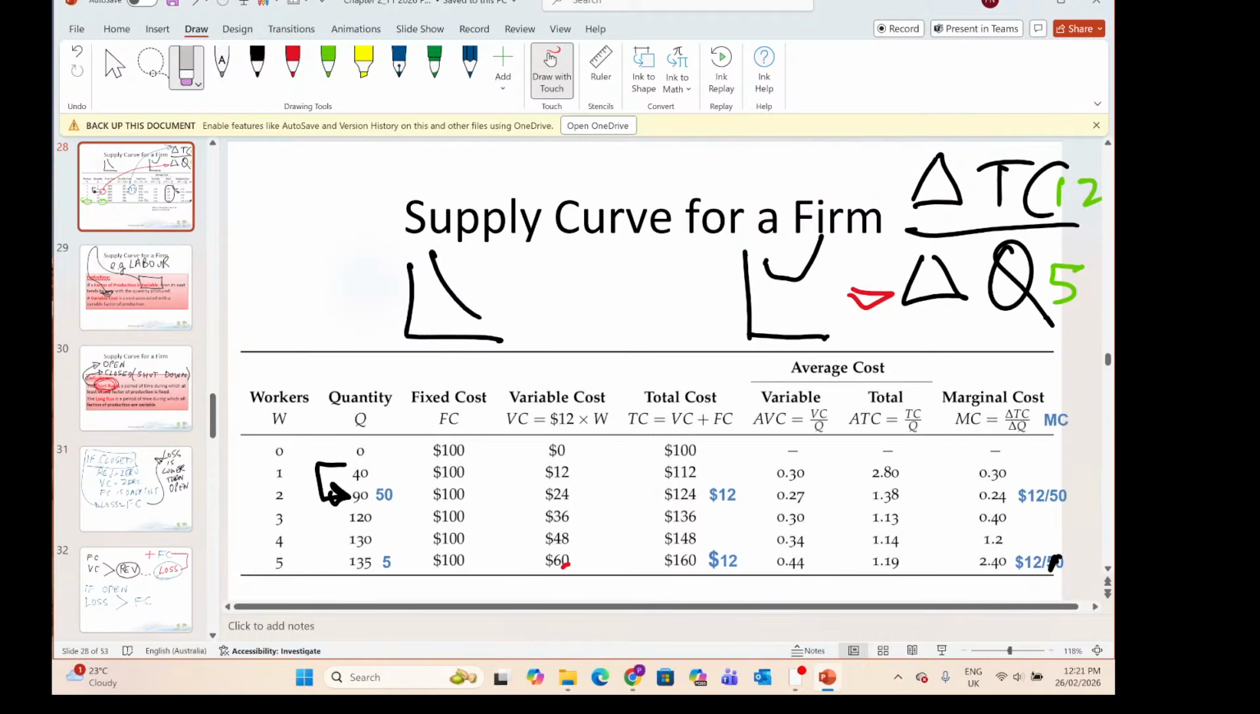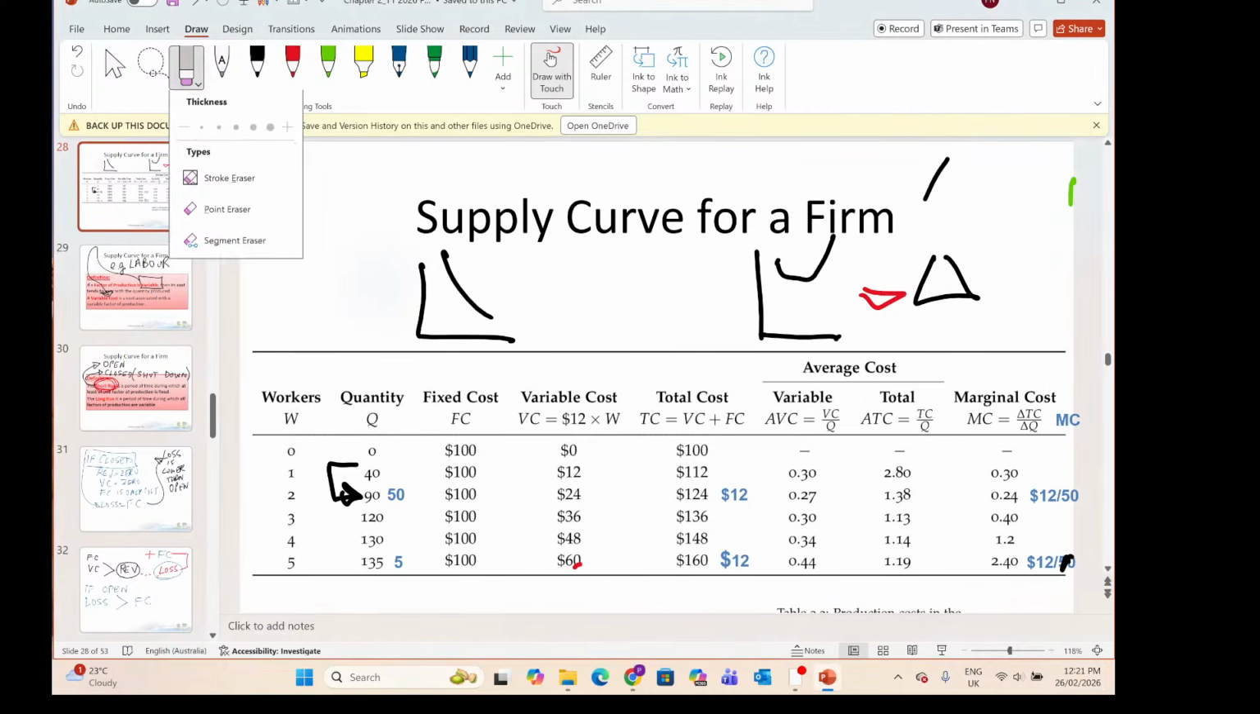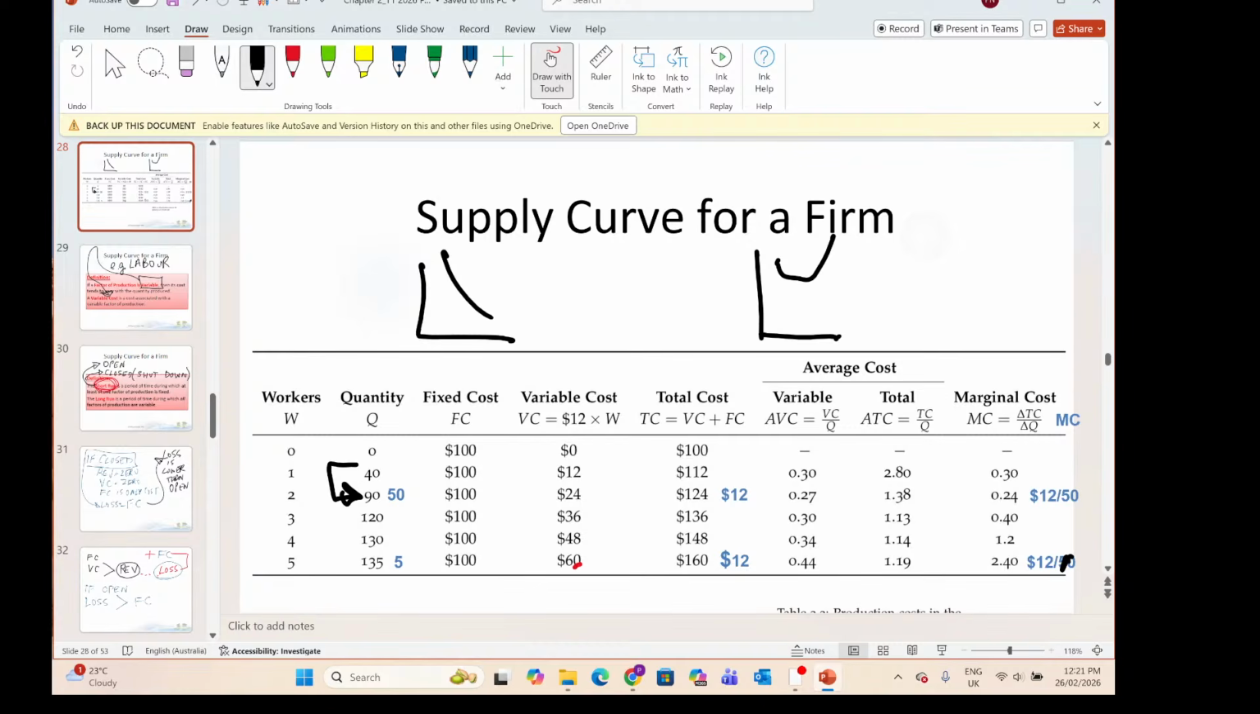So now we have the shape of three curves. We can draw the shape of three curves here. What's the marginal cost curve look like? Think about it here. The marginal cost curve starts at 30. I've put a dot there. Then it falls to 24. Then it rises to 40. So the marginal cost curve falls a little bit at first, but then it rises at the end. That's the shape of our marginal cost curve.